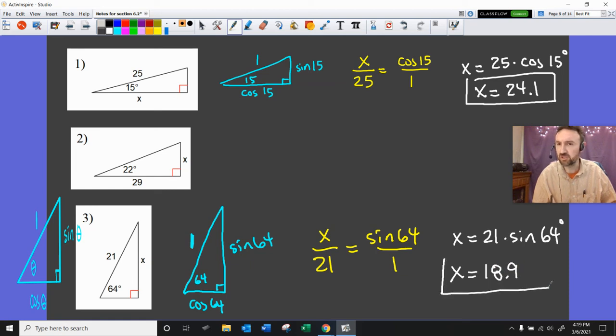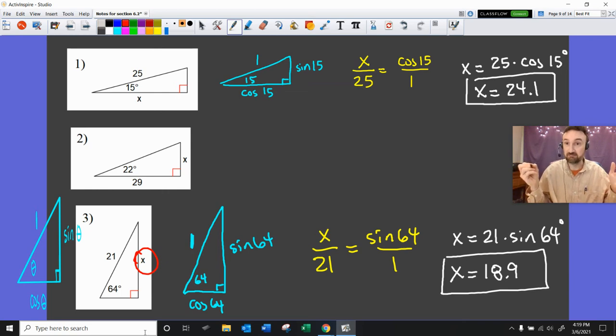A good thing to do after you get a solution is to go look at the original picture. If I wrote x equals 18.9 right here, would it make sense? I know for sure that that side better be shorter than 21, because 21 is the longest side in that triangle. So if I came up with an answer bigger than 21, I know I did something wrong, and then I could go back and see if I put sine of 64 in the right spot.